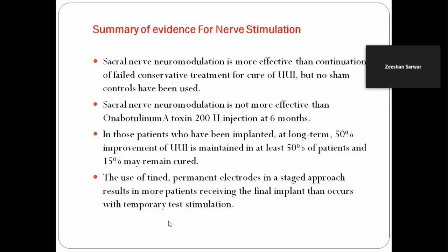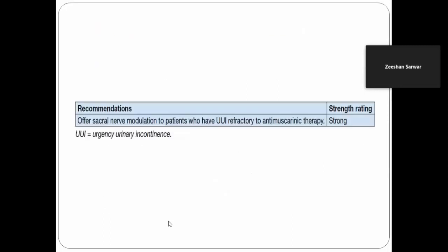Sacral nerve neuromodulation is more effective than onabotulinumtoxinA 200 unit injection at 6 months. In those patients who have been implanted long-term, 50% improvement of urinary incontinence is maintained in at least 50% of patients and 15% remain cured. The use of permanent electrodes in a staged approach results in more patients receiving a final implant than occurs with temporary test stimulation. So the recommendation is to offer sacral nerve modulation to patients who have urge urinary incontinence refractory to antimuscarinic therapy.